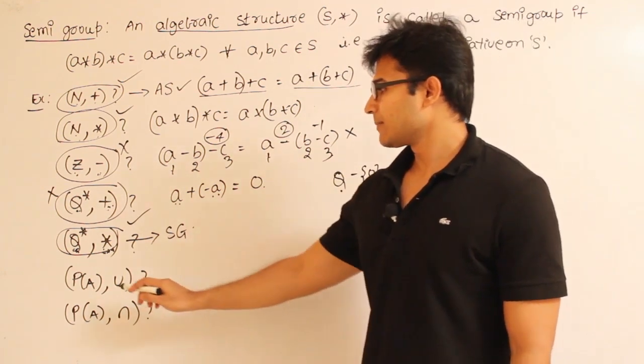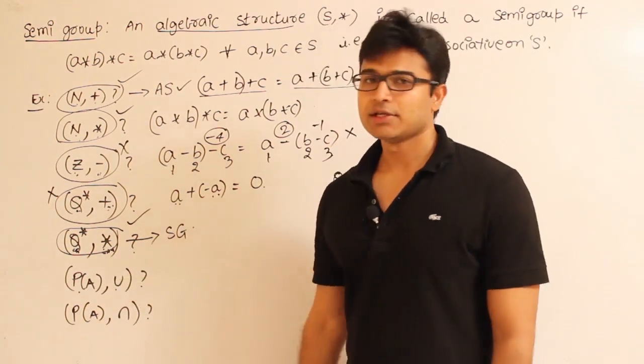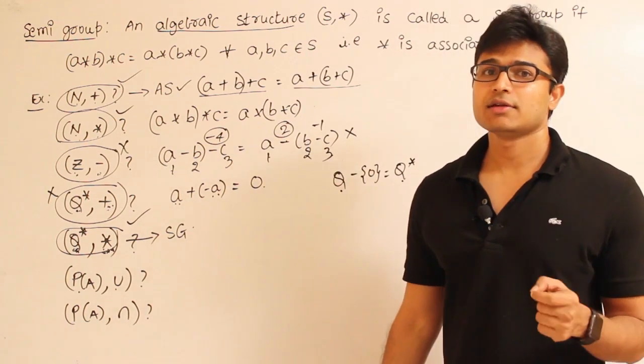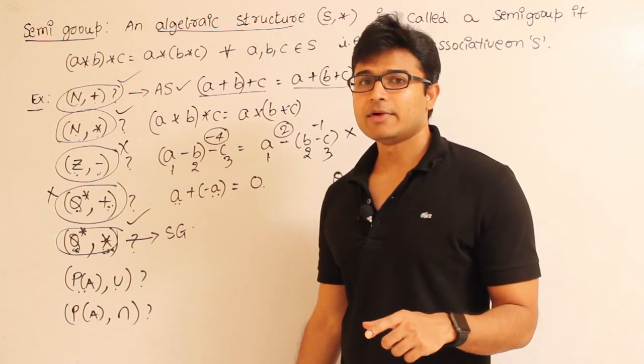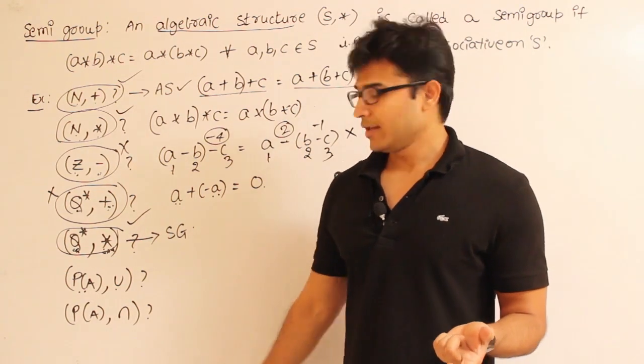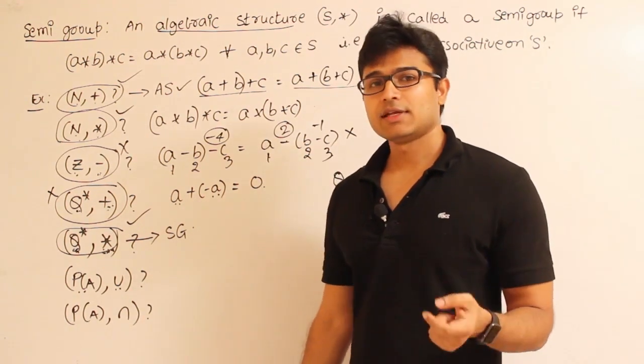And what about this one, power set of A and union? First of all you should identify that it is an algebraic structure. So power set of A, if I take all the elements of a power set of A and apply union, definitely they will be closed.